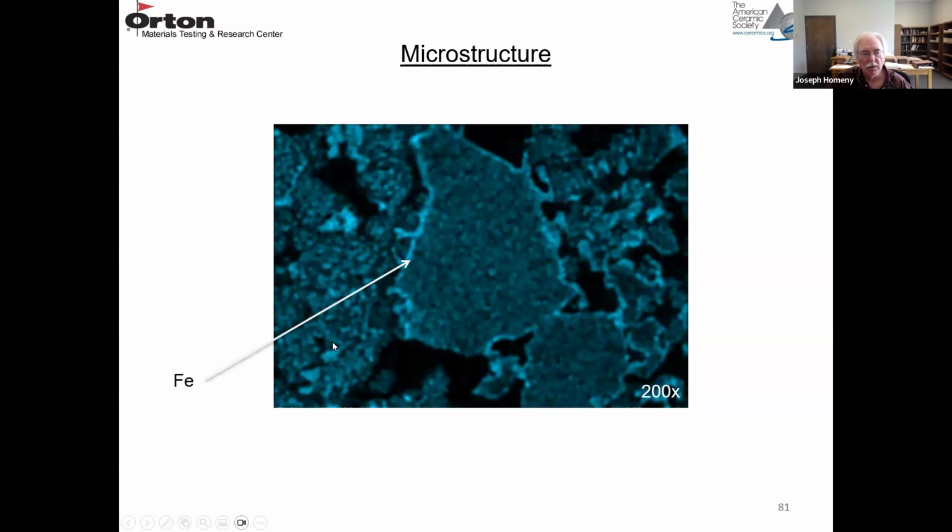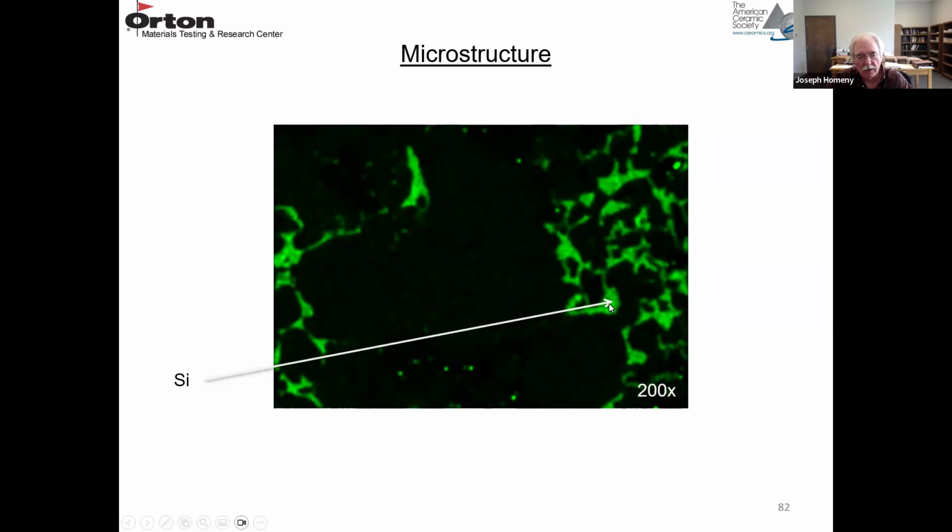Iron is pretty evenly distributed, so it is kind of a blue turquoise color. You can see it's in the MgO grains where it forms the precipitates, and it's also in the chrome grains. And then the green here is where the silicon is located. So that's your silicates, your lower melting silicates. And you can see in this material, they're pretty isolated. You can easily see where they're located.